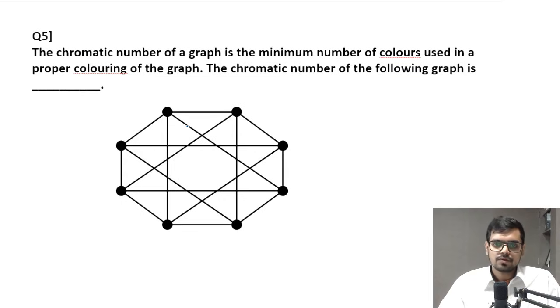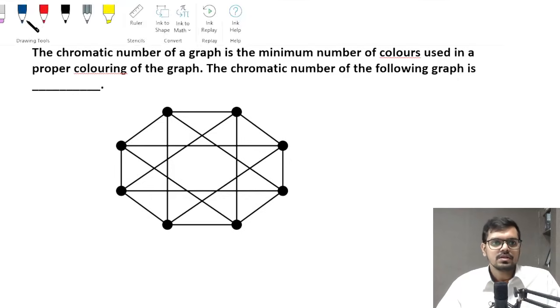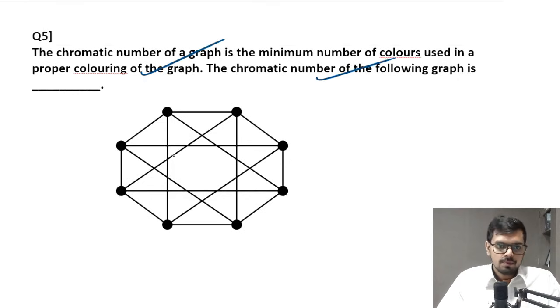Tried. Very easy question again. They are asking the chromatic number of the graph. Chromatic number is the minimum number of colors. Okay, we know all these things, right? So what is the chromatic number of the graph?